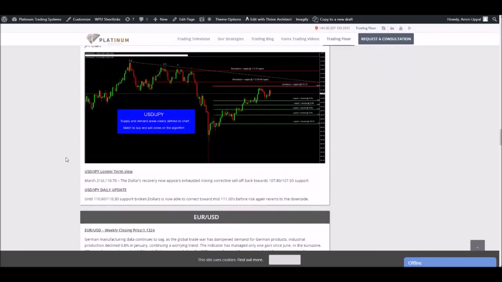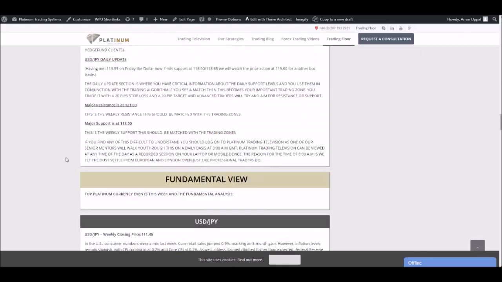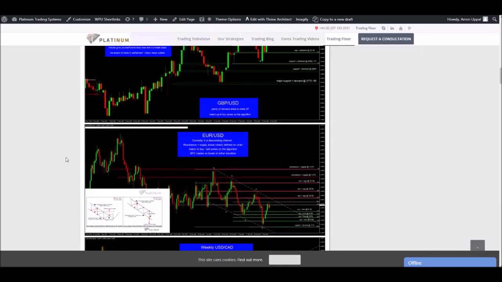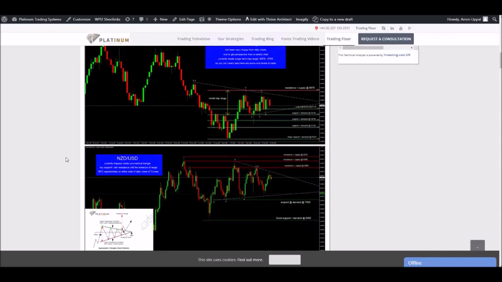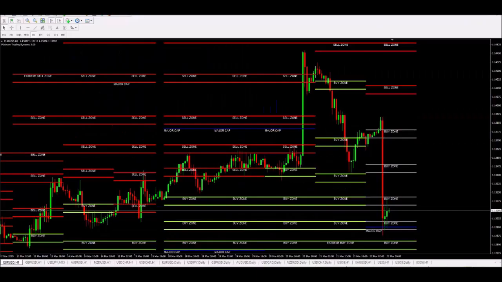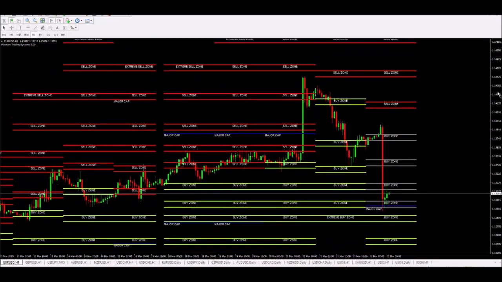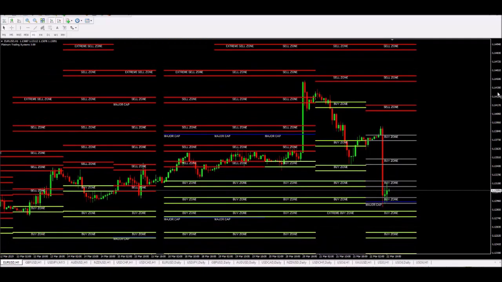In addition to this, we have our Platinum algorithm. So this is where I'm going to take you to now. The Platinum algorithm, which is just here, has got buy and sell zones on. In these particular buy and sell zones, we label the zones that we would like to trade. One thing that we always take into account is that certain strategies we don't trade around news, and there's other strategies we have specialized for news. The major cap strategy is one that we don't necessarily trade around high volatile news events.